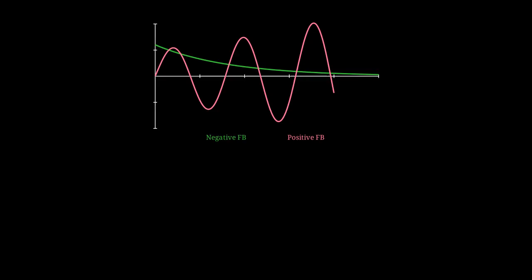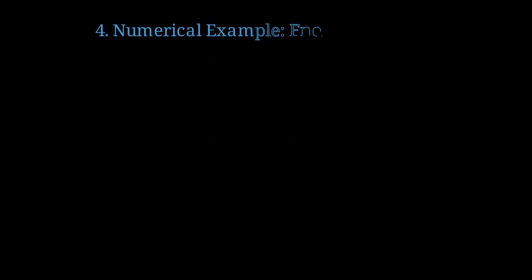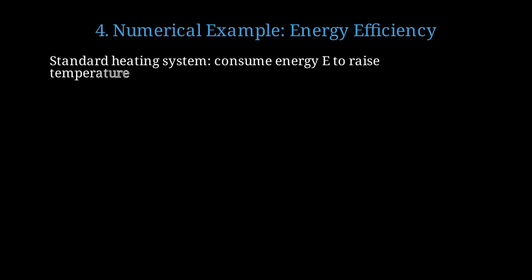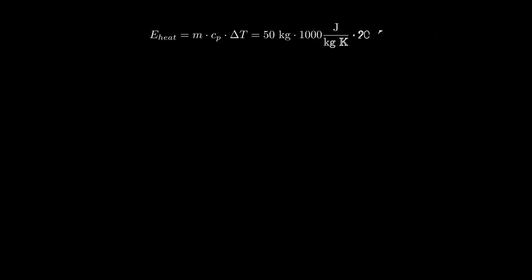Let's examine a concrete numerical example showing how inversion affects energy efficiency. In a standard heating system, we consume energy E to directly raise the temperature of a space. Energy for heating equals mass times specific heat times temperature change. For 50 kilograms heated by 20 Kelvin, with specific heat 1000 joules per kilogram Kelvin, this gives us 1 million joules or 1 megajoule of energy consumed.